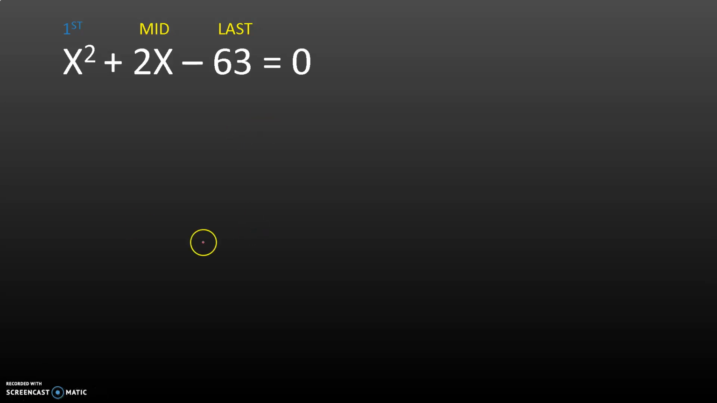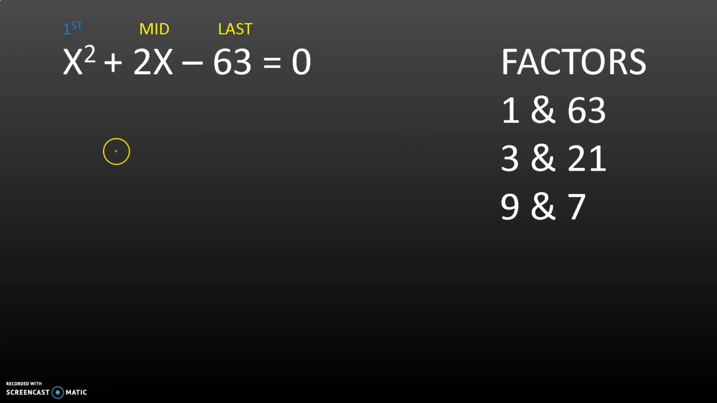In the factoring method, we're going to find the factors of the last term, and the factors of the last term should have a difference equal to the middle term. So the factors of the last term, 63, are 1 and 63, 3 and 21, and 9 and 7.